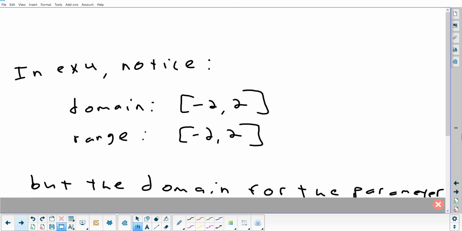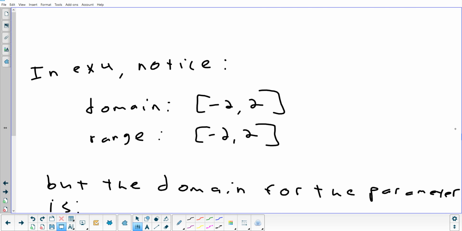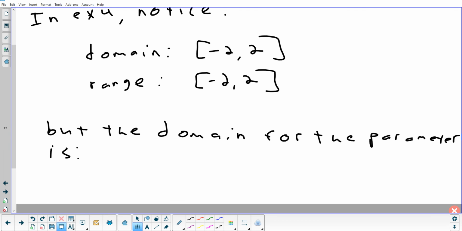All right, so again, notice here on the screen, you only really have to go -2 to 2 to see the whole circle on the screen. But the parameter had to go from 0 to 360, or 0 to 2 pi. If you don't go to 360, you're only going to get part of the circle. If you go beyond 360, the circle is going to trace over itself.